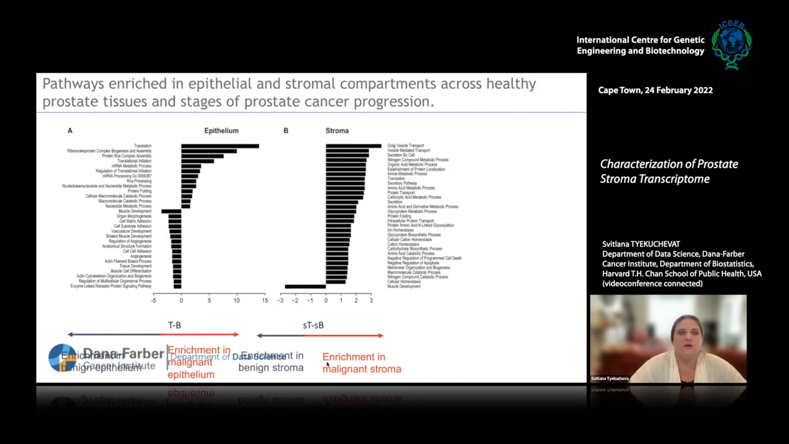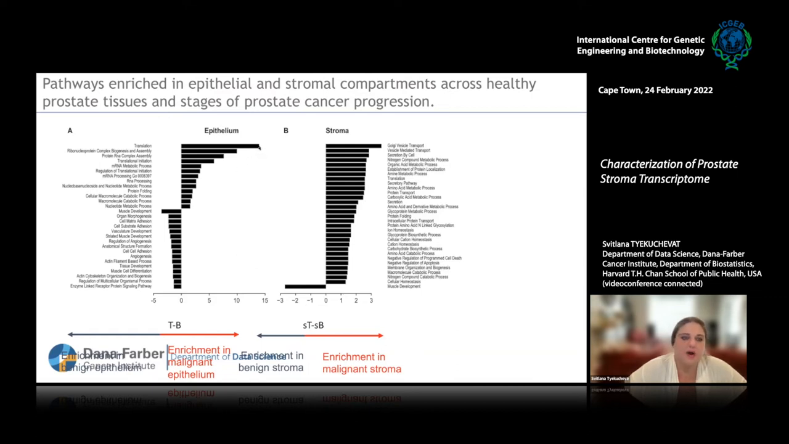We looked at the differences between malignant stroma and benign stroma, and malignant epithelium and benign epithelium. So these are the comparisons of tumor versus benign tissue in the epithelial compartment, and stroma surrounding tumor versus stroma surrounding benign glands. All of these comparisons are done in the radical prostatectomy specimens, of course.